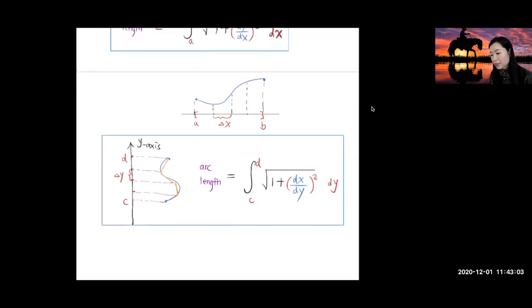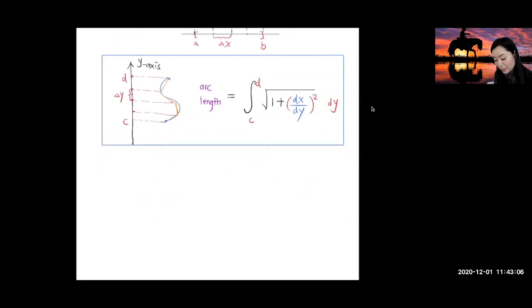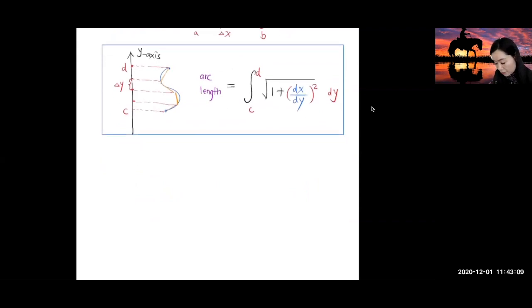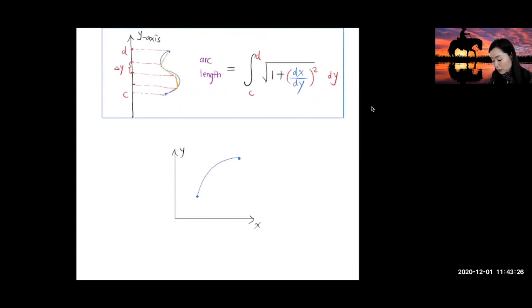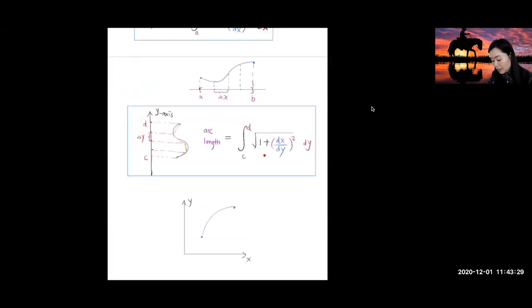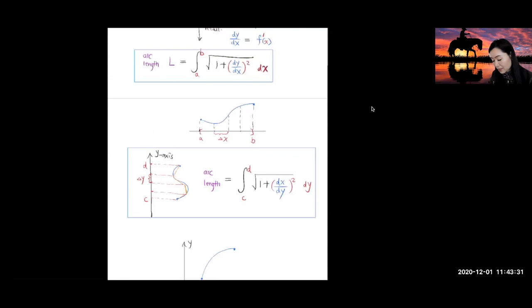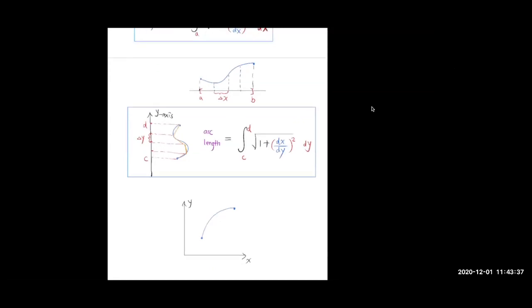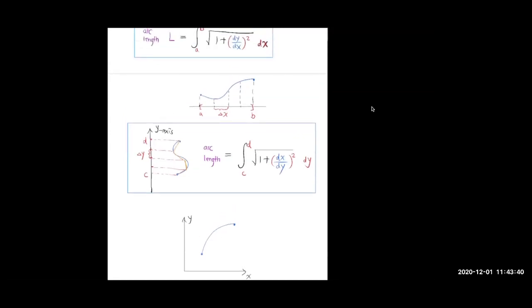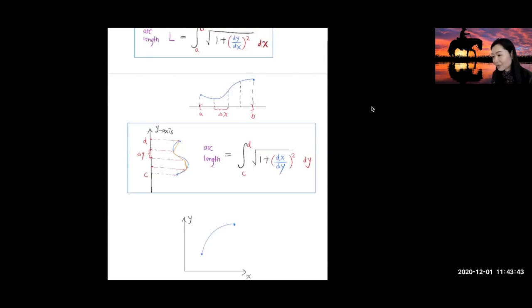Now let me ask you this. Suppose this is the x-axis and y-axis, and the arc that you have is like this. Which one do you use? Do you use this one or this one? Or can you use both? What do you think? I think you can use either. You can use both, either one's okay.